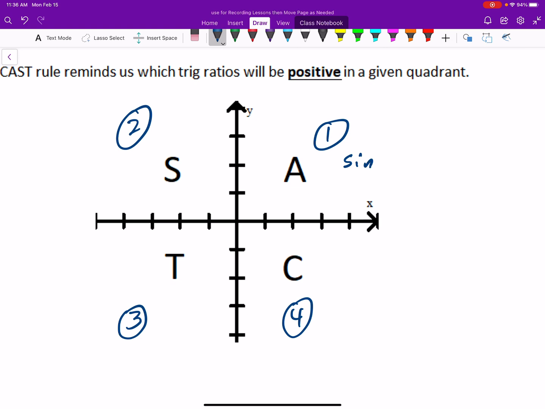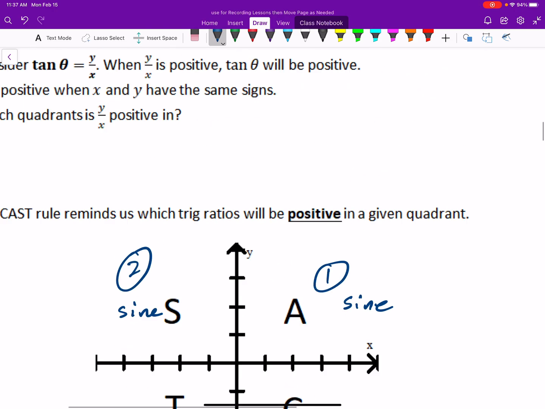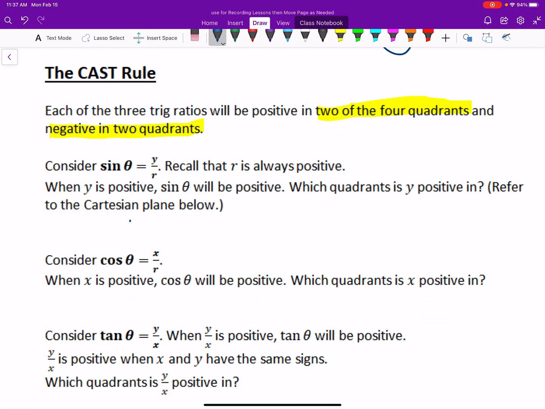So maybe I'll just list the things that are positive in each quadrant. So sine is positive here and in quadrant 1. So quadrant 1 and 2.